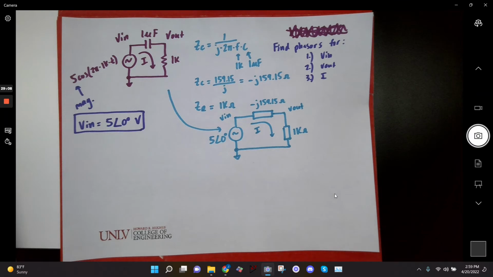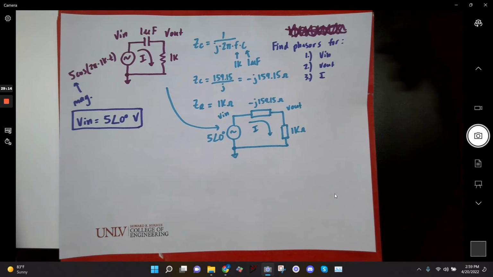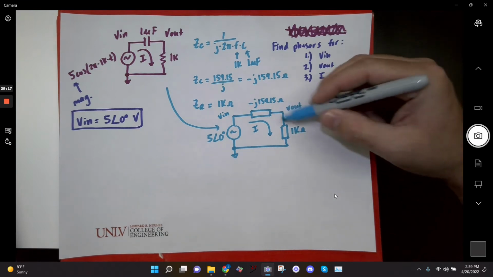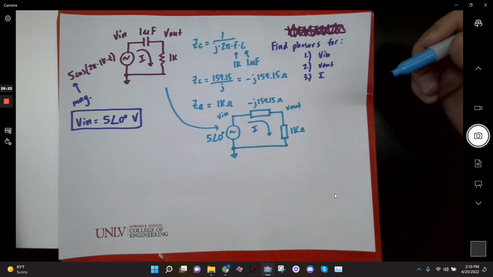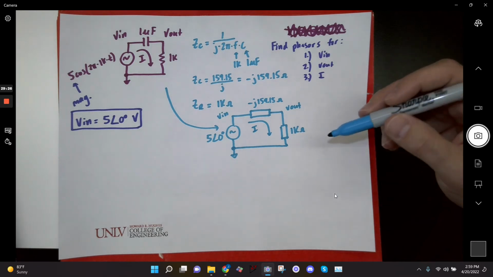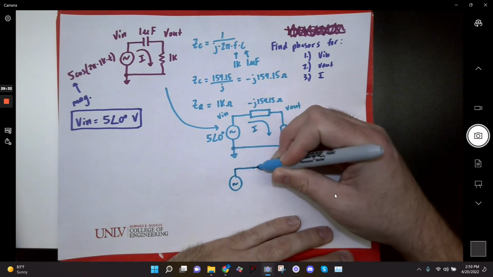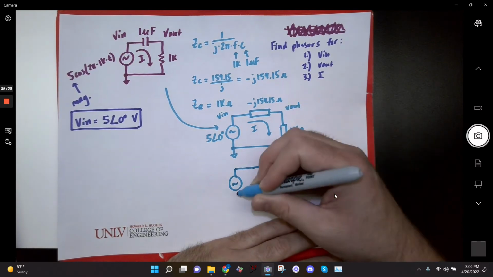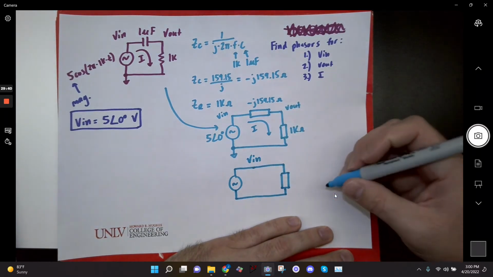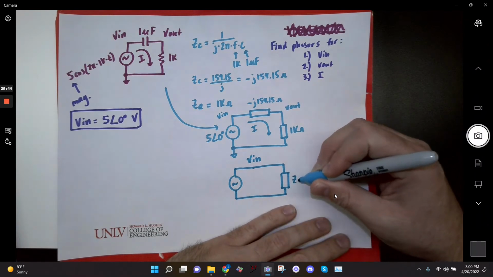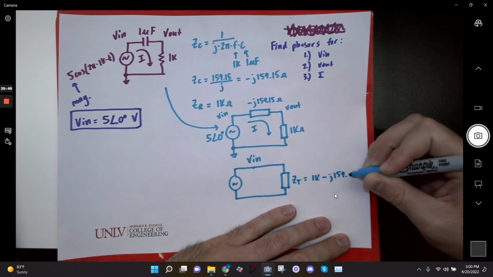So even one step further, I'm trying to decide. There's a couple of different ways we could do this. We could either find I first by adding these two in series, okay? They're in series, so we could just add them. Or we could find V out first and then find I. I'm going to go with finding I first because I think that's the way they like to do it in 221. So basically, I'm going to combine those two into one final impedance, which is going to be the sum of the other two impedances. So that impedance, Z total, is basically going to be 1K minus J 159.15.